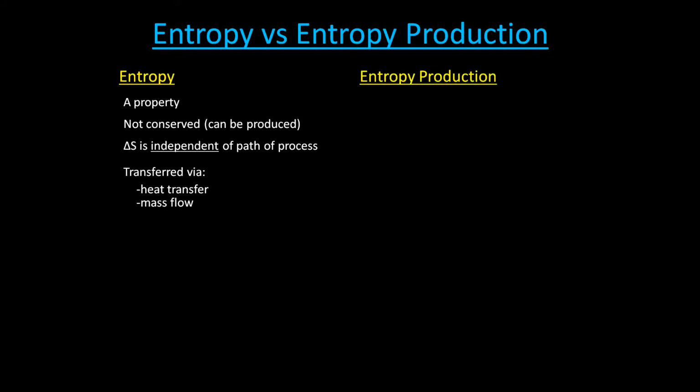Now the entropy production, that's part of the balance. It's not a property. It is the entropy that is created during the process. So entropy is not a conservation principle. We can actually create entropy. It is dependent on the path, so it matters, and you can see that with the heat transfer rates. It matters how much heat transfer it's getting across the boundaries.